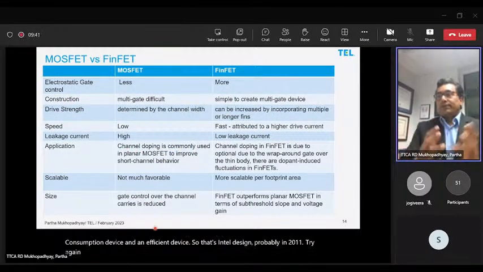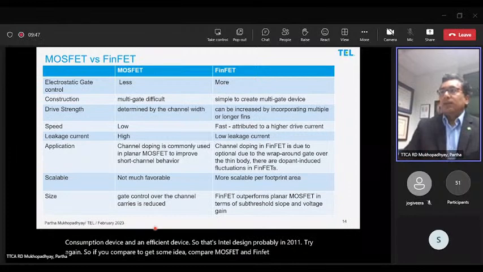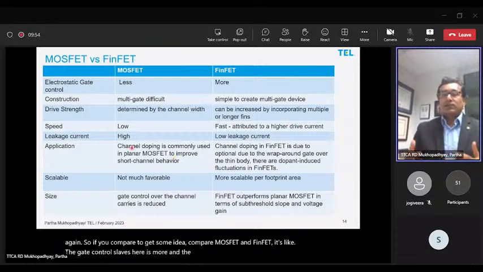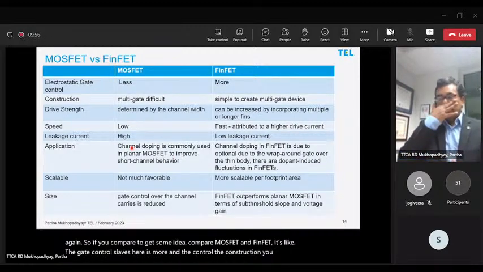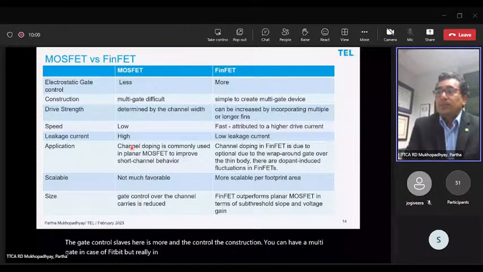So to get some idea, compare MOSFET and FinFET: the gate control is less in MOSFET, and more in FinFET. And in terms of construction, you can have a multi-gate in the case of FinFET, but in MOSFET, you cannot do any multi-gate.